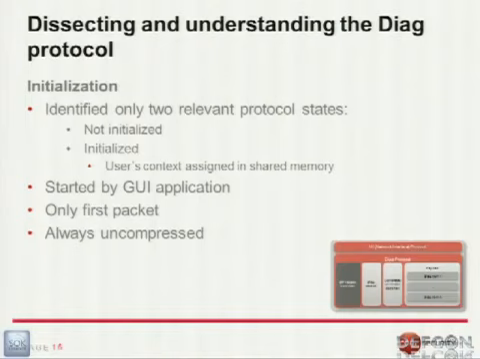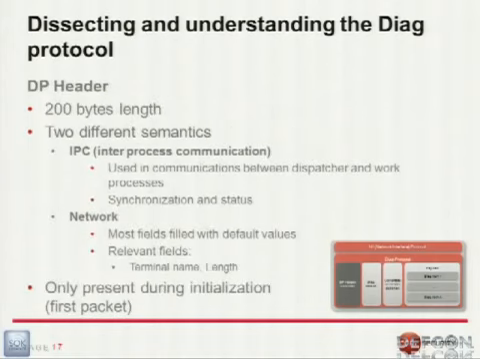And during my test, I only identified 2 relevant states of the protocol: when the connection is initialized or not initialized. So there's nothing more on this. The DP header is a 200-byte length header, and it has 2 different semantics. From an internal perspective, it's used for inter-process communications between the dispatcher service and all the different work processes.